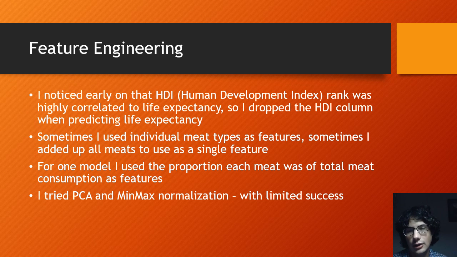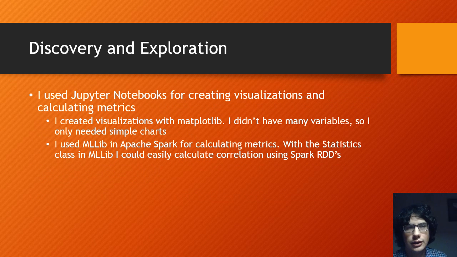For my main model, my classification model, I used the proportion each meat was of total meat consumption as features rather than the raw meat consumption amount. I also used PCA; my dimension reduction didn't really work too well. Min-max normalization: most of the time my models worked fine without normalization, I didn't need it. In the case of proportional data, it already is normalized, so that's another thing.